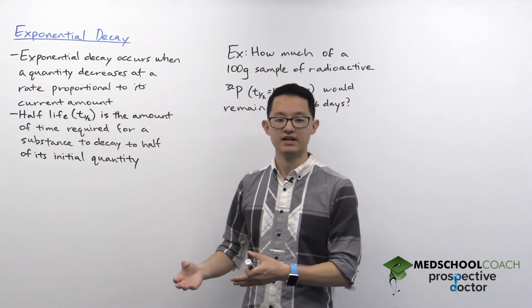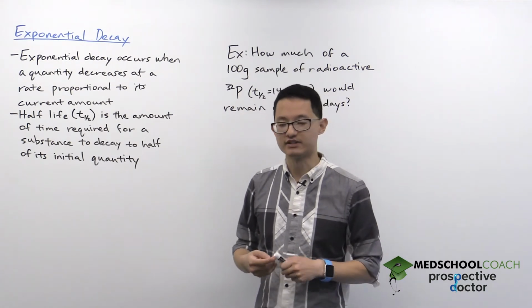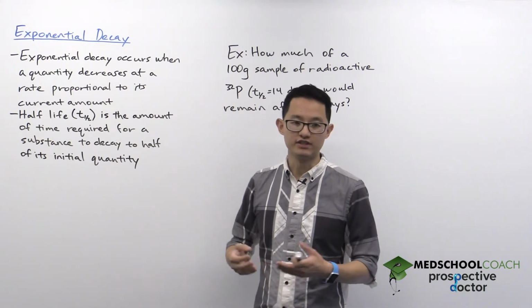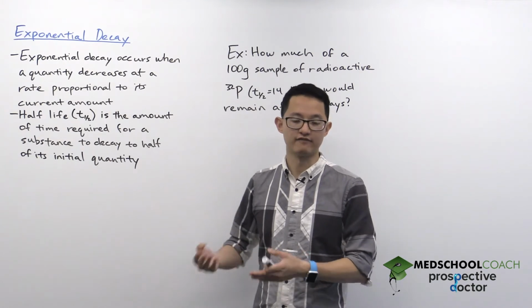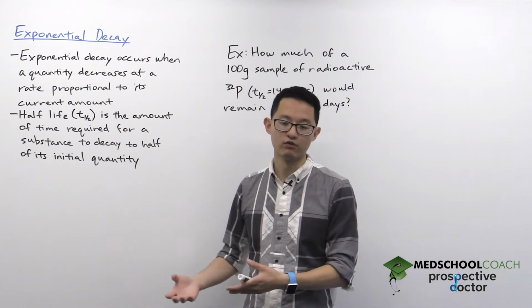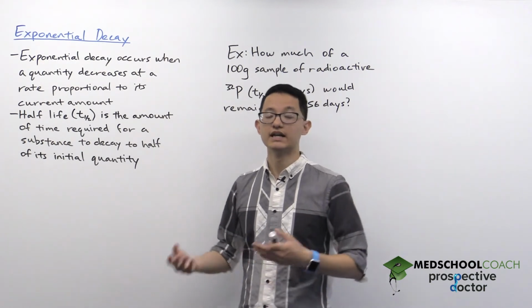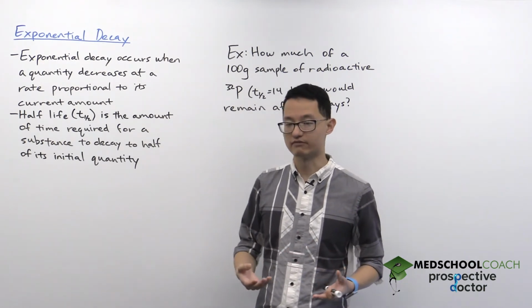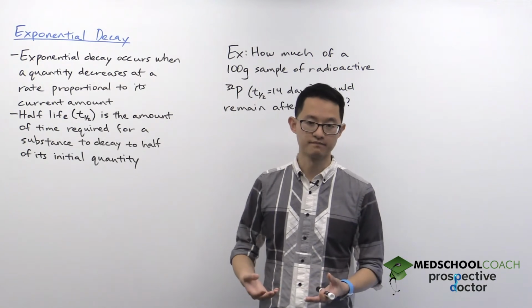This is different from other decay rates that, for instance, are linear, where the amount that you decrease by is always the same. For instance, if you're thinking about numbers, you could start at 50, and if you decrease linearly at a rate of 5, then you would go from 50 to 45 to 40 to 35 to 30, each time decreasing by 5, regardless of your current amount.